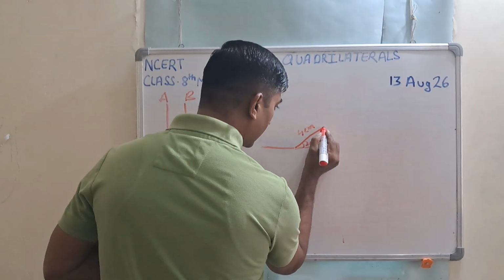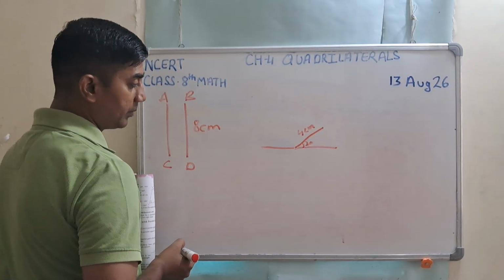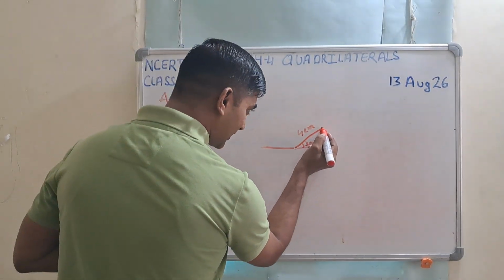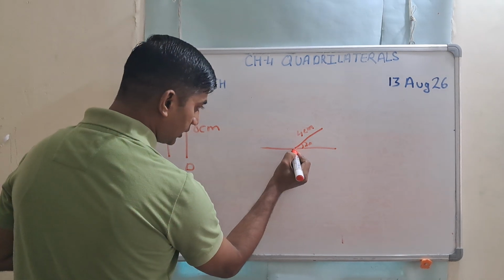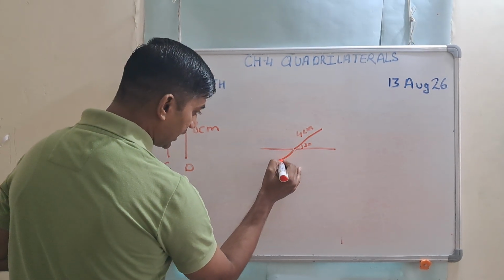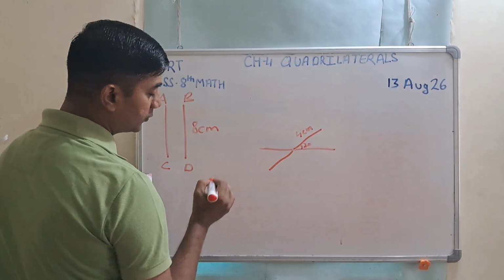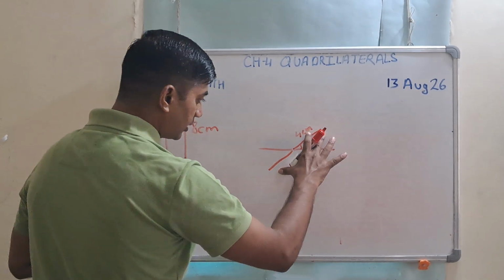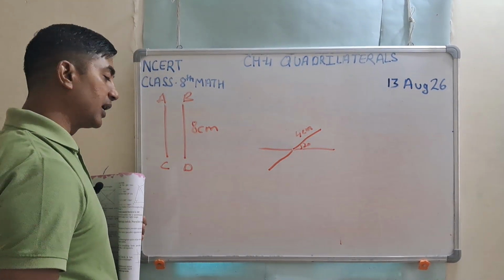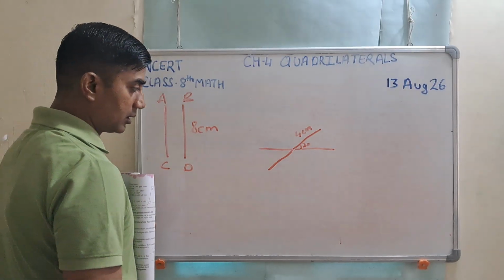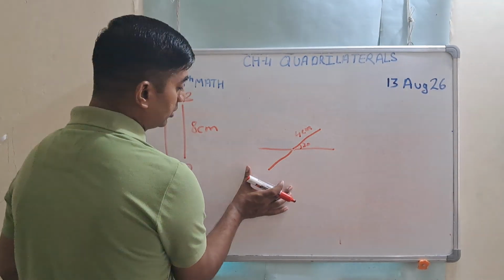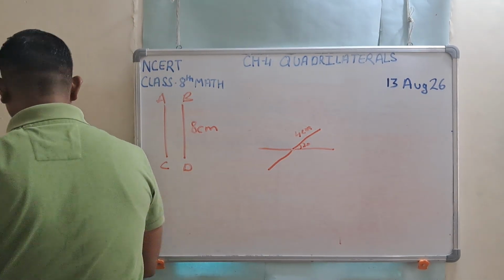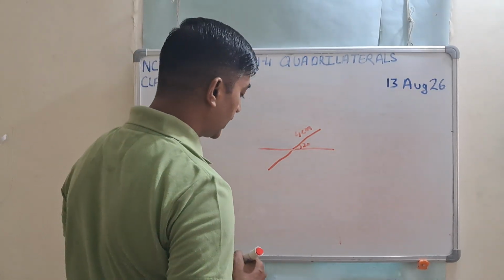From this point, this length should be 4 centimeter, and then extend this length by using your scale up to 4 centimeter, so that the whole distance of the line segment becomes 8 centimeter. This construction you have to do in your notebook. Understood? In this way you will get the desired figure.